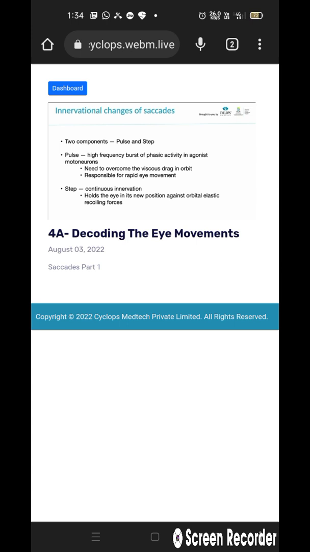saccade. It is needed to overcome the viscous drag in the orbit, and it is responsible for the rapid eye movement. Whereas the step, it is the continuous innervation, holds the eye in its new position against the orbital elastic recoiling forces. So in the eye, to overcome the viscous drag, a pulse signal is needed, and once the eye is moved to the desired position, to maintain it there against the orbital elastic recoiling forces, a step signal is needed.